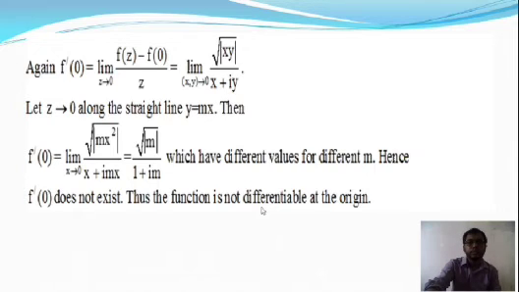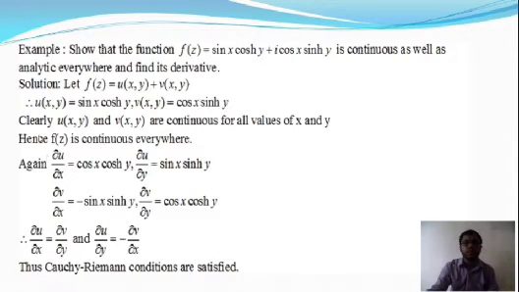Next we are going to discuss some more examples on the Cauchy-Riemann equations and analytic functions. So here is example 2. Show that the function f of z equals sin x cos y plus cos x sin y, sin hyperbolic y, is continuous as well as analytic everywhere, and find its derivative.